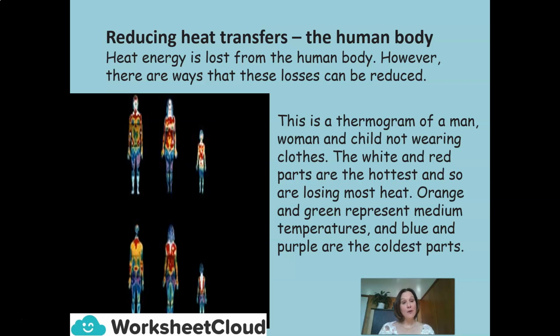So this is a thermogram of a man, woman, and child not wearing clothes. The white and red parts are the hottest, and so they are losing the most heat. Orange and green represent medium temperatures, and blue and purple are the coldest parts of the body.